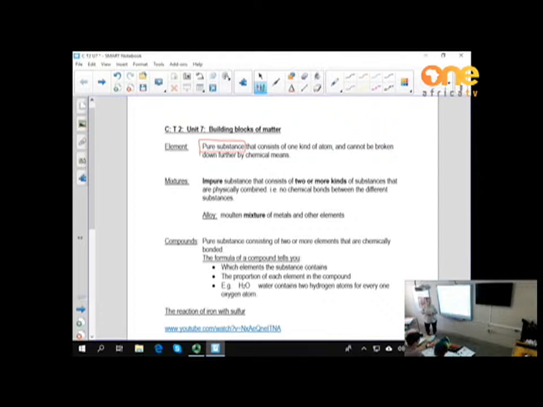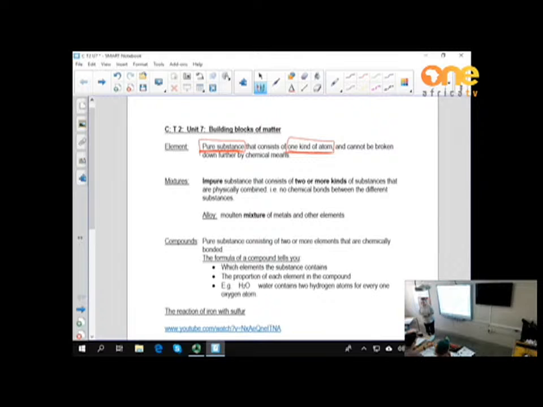So elements are pure substances that consist of one kind of atom. Remember, the atoms that we have are found on the periodic table. You'll always be given a periodic table. You must just know how to use it. So one kind of atom, and it cannot be broken down further by chemical means. Technically speaking, we can break an atom down, but then we go to subatomic particles.